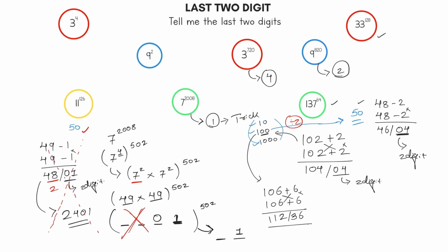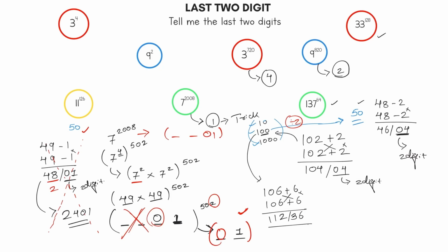Tens digit will be what? The last digit of this multiplied by the second last, 2 into 0. 2 into 0 is what? 0. So 0, 1 will be the last two digits of your number, which is 7 raised to 2008.